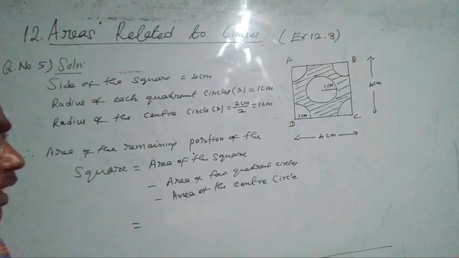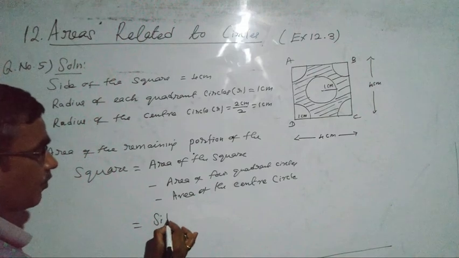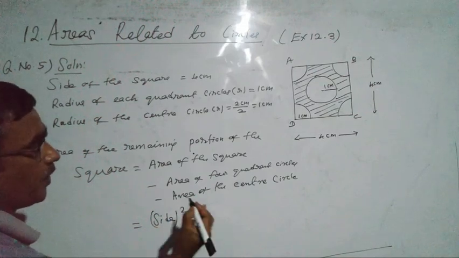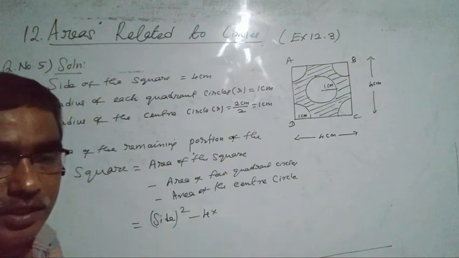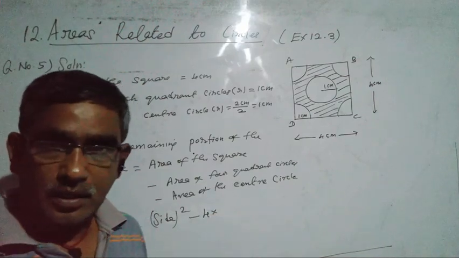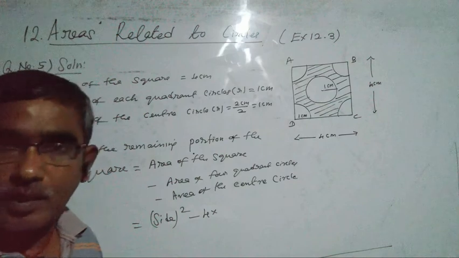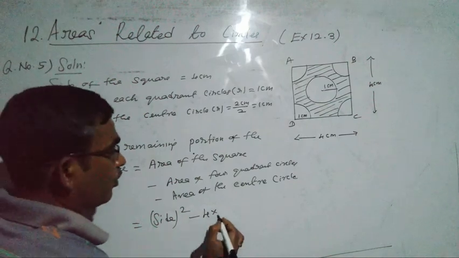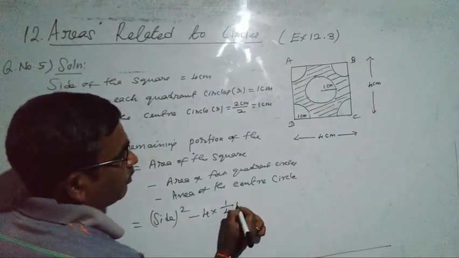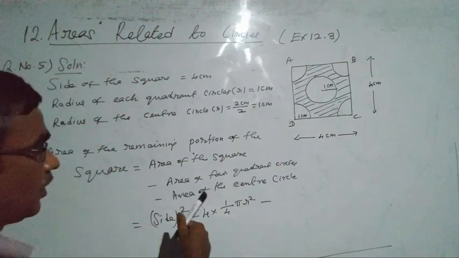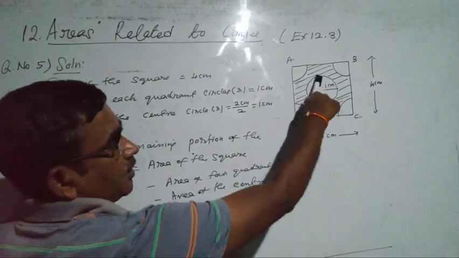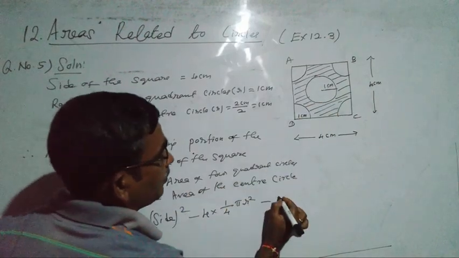Area of the square becomes side square. Formula we know, side square minus area of 4 quadrants, 4 times the area of a quadrant. Area of circle is pi r square, area of semicircle is half pi r square, area of quadrant circle is 1 by 4 pi r square. Then minus area of the center circle, it is simply pi r square.